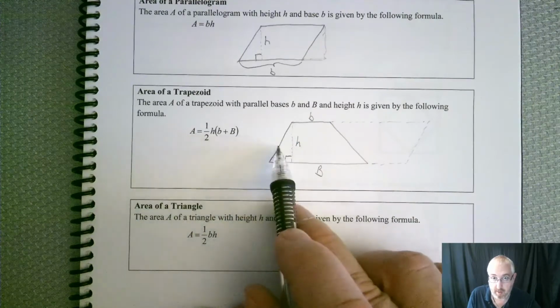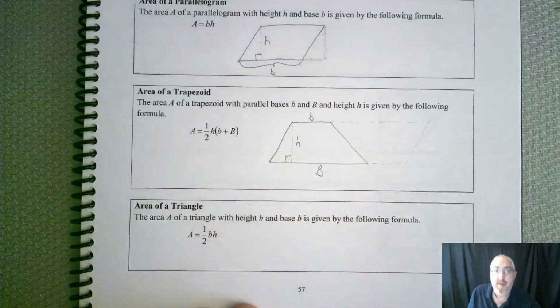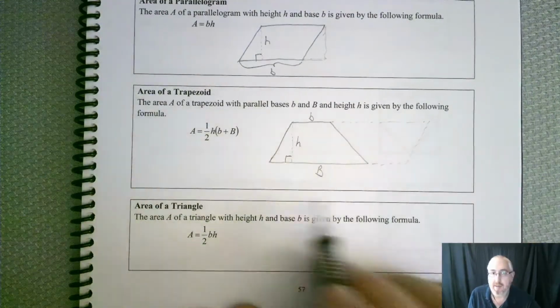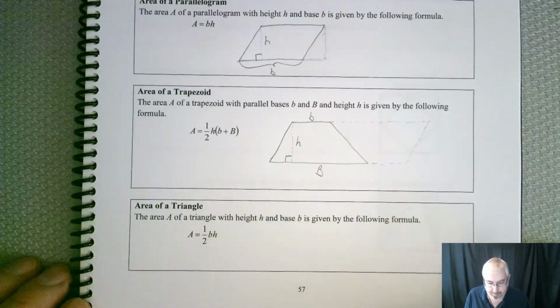The height is there. And since we don't want the whole parallelogram, we only want half of it, they chopped it in half. So that's why the half's in there. So that's how that formula's arrived at.